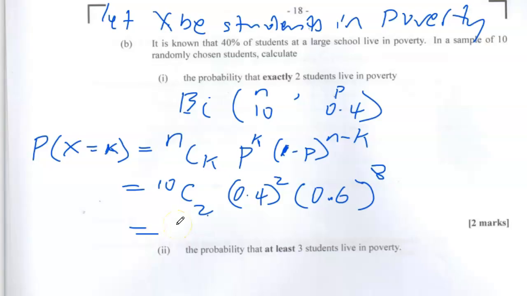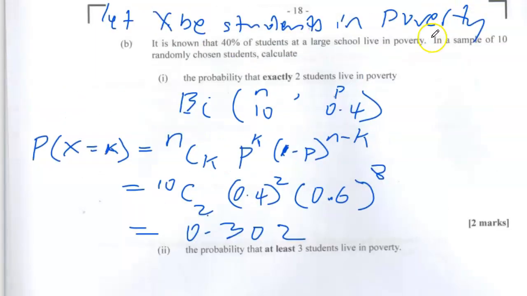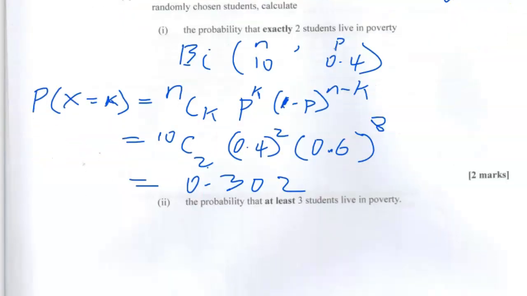So we can use our calculator for that, or the tables, and we should get 0.302 or 0.1199, something like that. Alright, part 2, the probability that at least 3 students live in poverty. So at least 3, remember x represents those who live in poverty. So at least 3 means 3 or more.